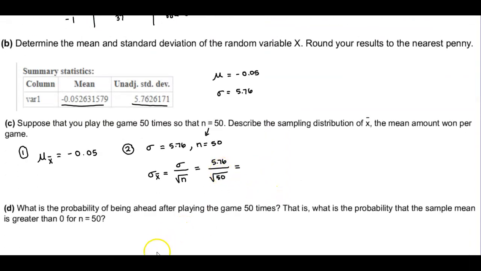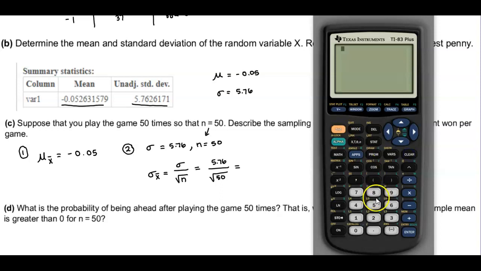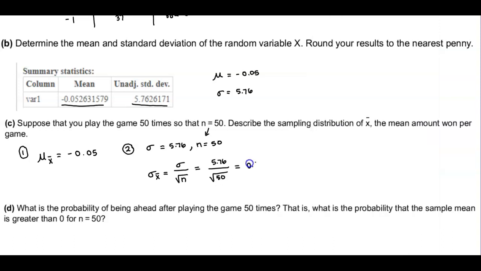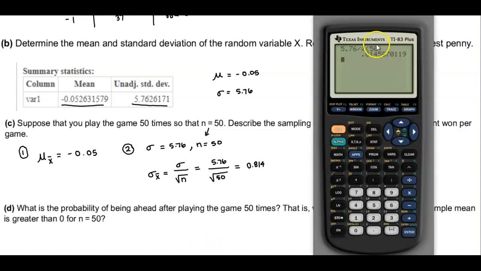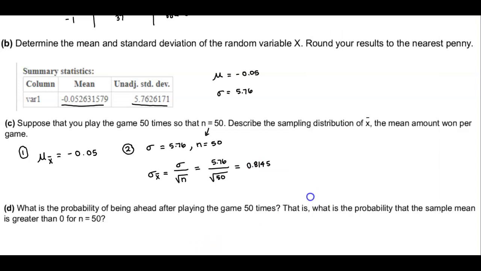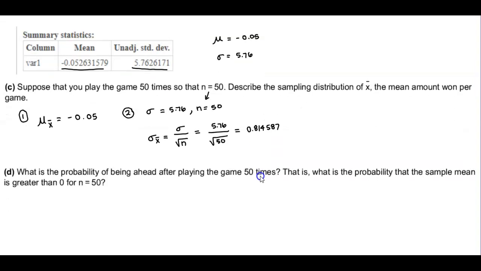Okay, so let's find this on the calculator. We're going to take 5.76 and divide that by the square root of 50. Let's go to 6 decimal places. So we got 0.814587. Okay, so that is the standard deviation of the sample means.